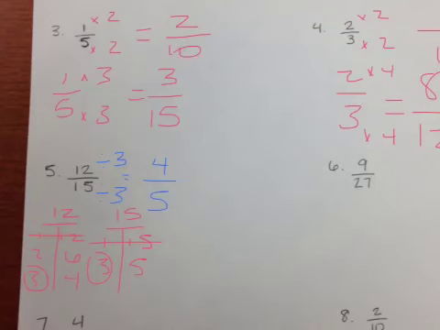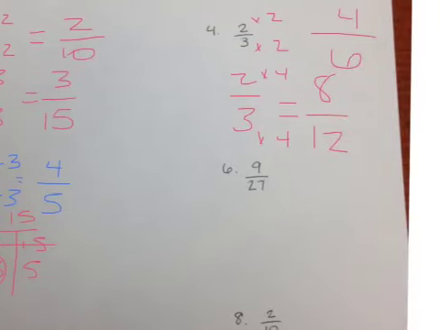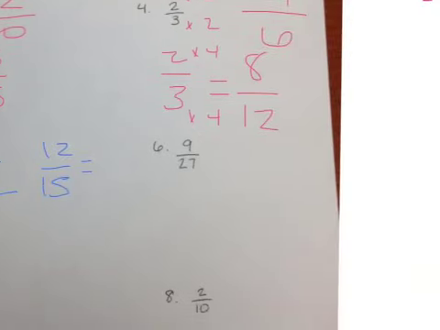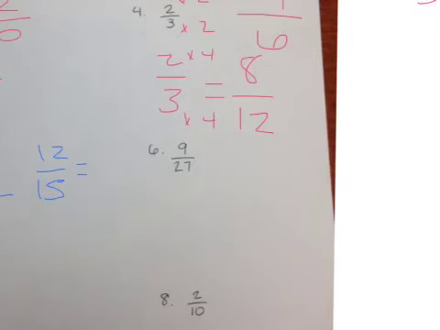Okay, you can also do this one. You can also do this one. 12 over 15 equals, we can multiply the top by 2, the bottom by 2. Okay, that gives me 24 over 30.